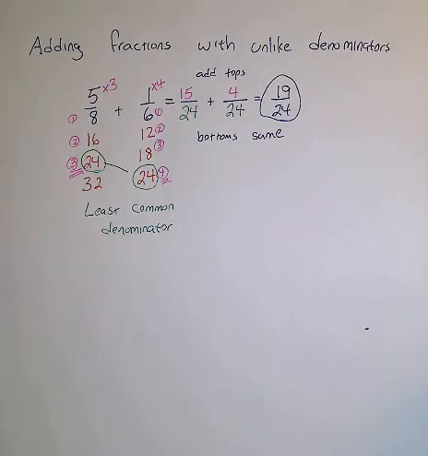You could get an improper fraction. You could get something that reduces, but those would be another question. So that is the simplest way that I know to add fractions with unlike denominators.